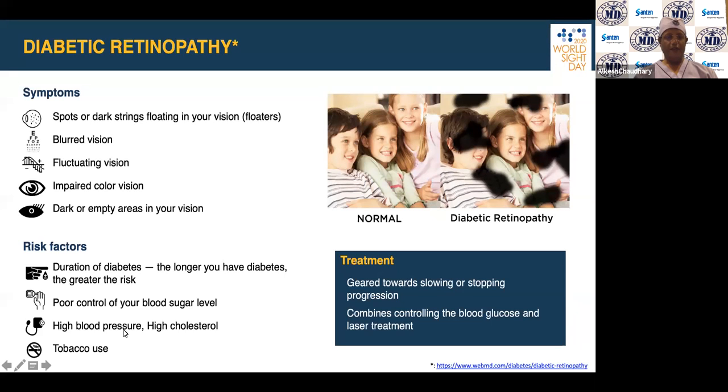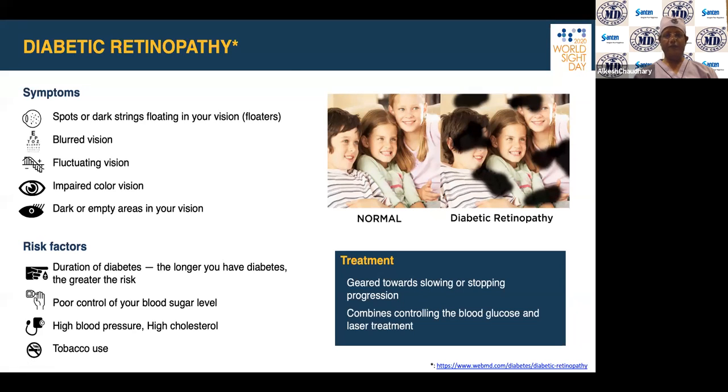Add to that, high blood pressure, high cholesterol and tobacco use also add to this diabetic damage. You have to control your blood pressure, and fluctuation of blood sugar level also causes further damage, so fluctuation of blood sugar should not be too much. This is basically to prevent progression, with regular checkups as required.